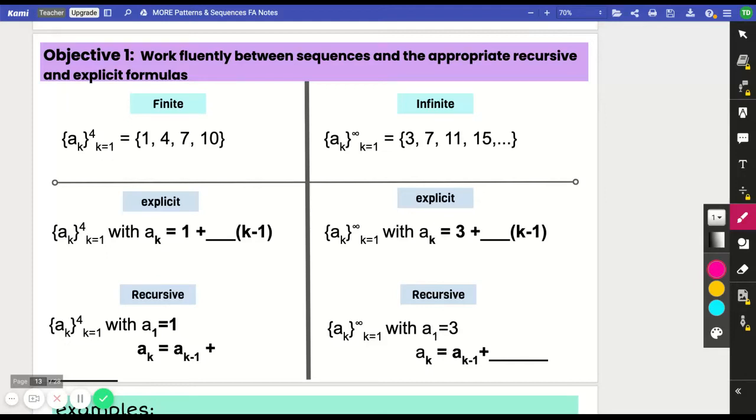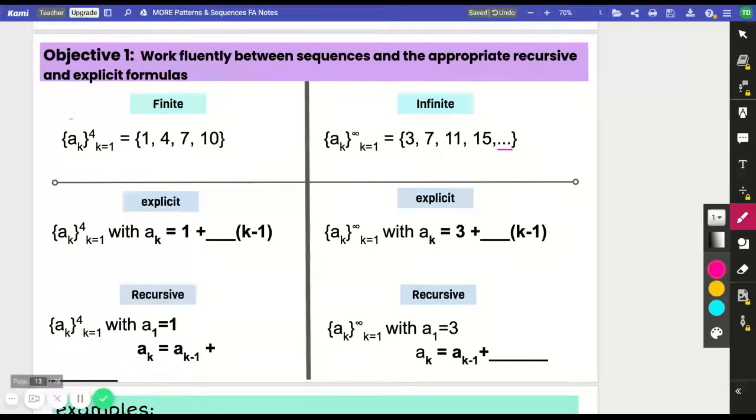Okay, this is part 2 of more patterns and sequences, and we're starting with objective 1. Work fluently between sequences in the appropriate recursive and explicit formulas. So we talked about finite and infinite sequences. Finite means it ends. Infinite means it goes on and it doesn't end.